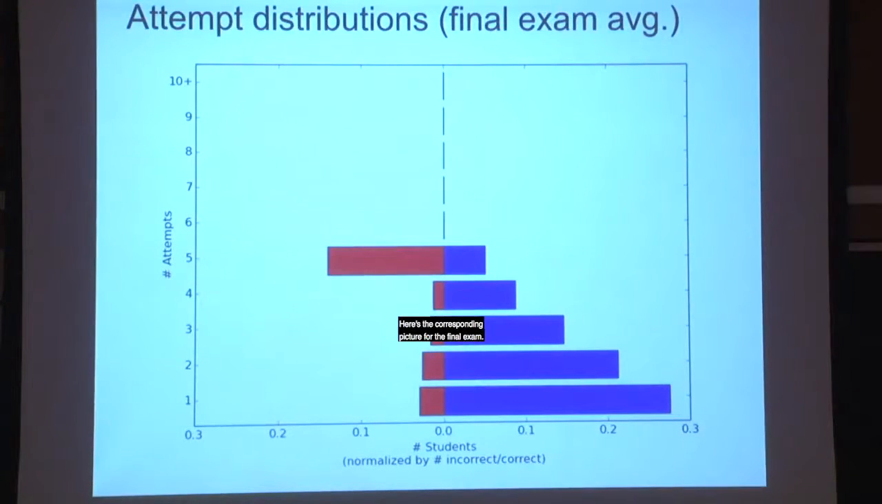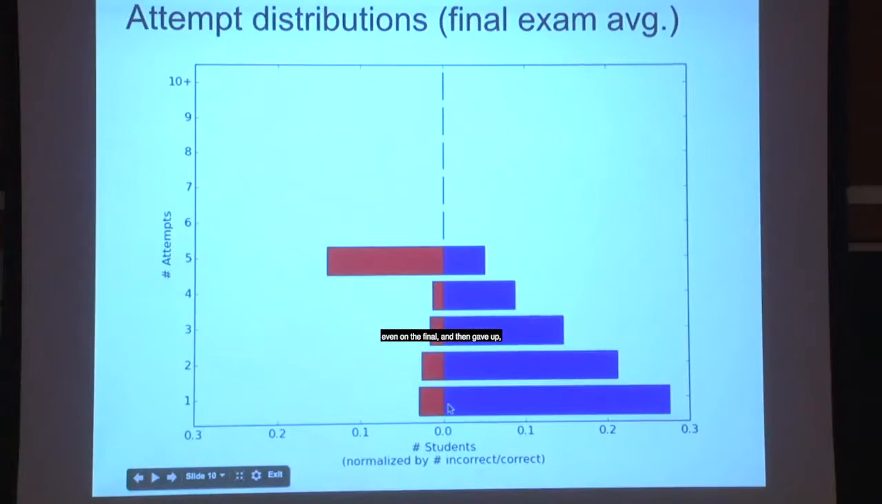Here's the corresponding picture for the final exam. In this case, most students got it correct probably within the first couple of attempts. Most students who never got it correct used up all of their attempts, which is pretty much what you would expect. There were still some students who just tried once even on the final and then gave up, or twice and then gave up, which is interesting, but they're a fairly small percentage.